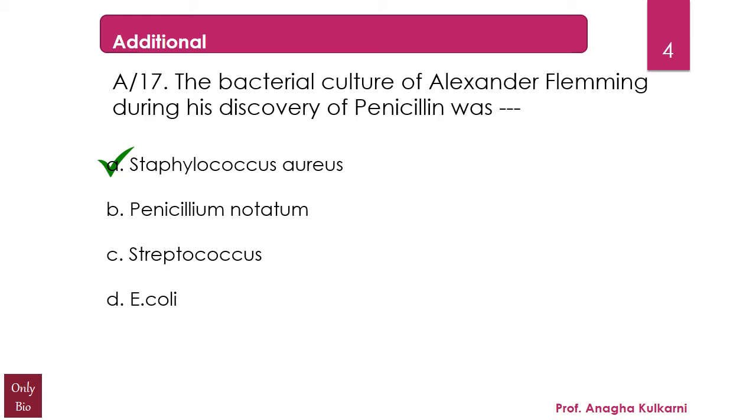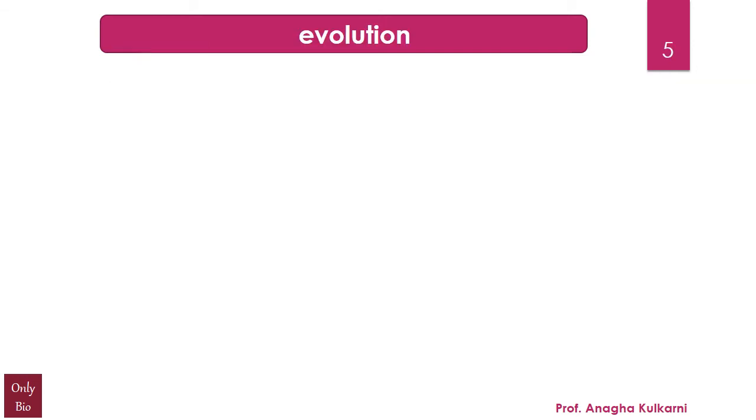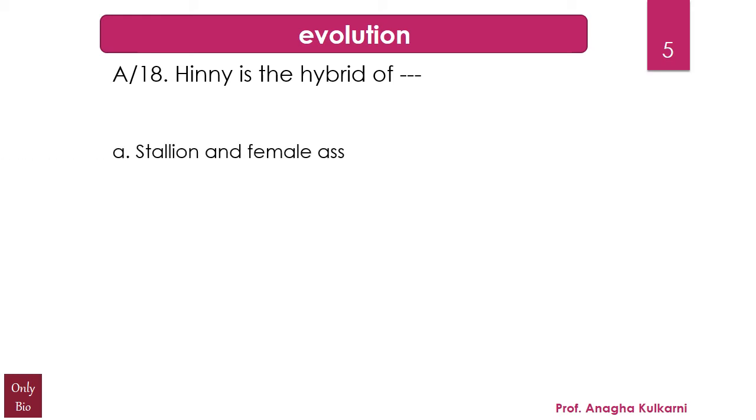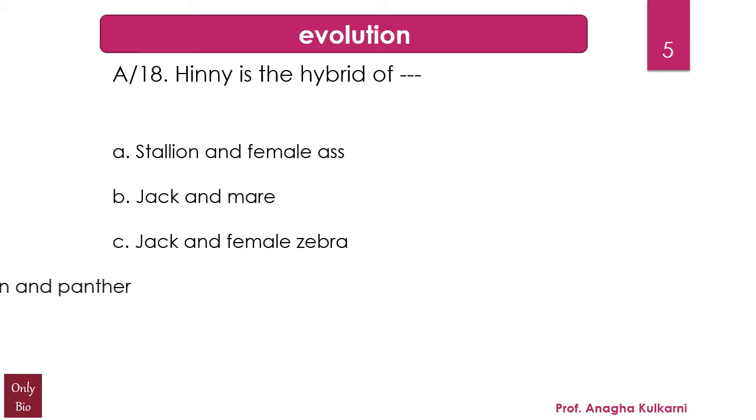Okay, so now we go to the next question. Now the next question relates with the chapter evolution indirectly, and the question is, Hinny is the hybrid of dash, and your options are A. Stallion and female ass, B. Jack and mare, C. Jack and female zebra, and D. Lion and panther. And your answer is A.